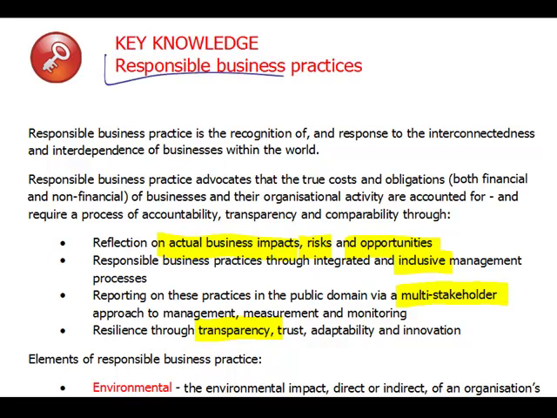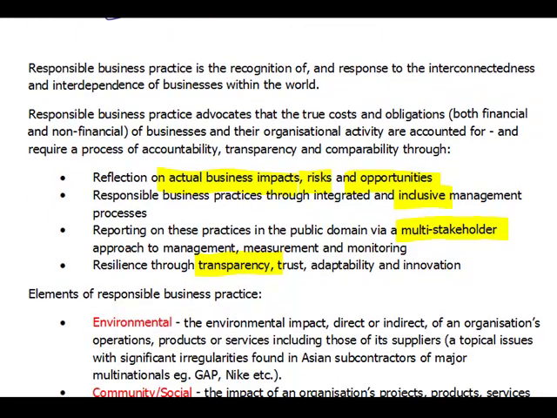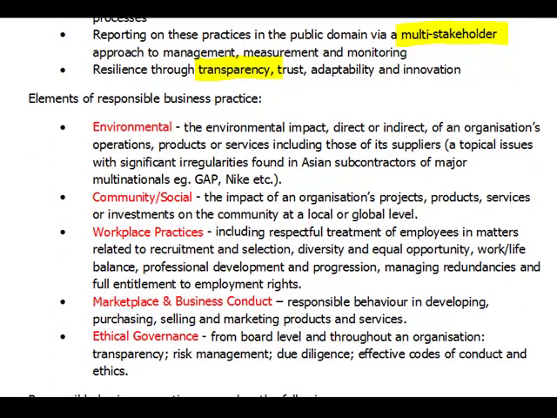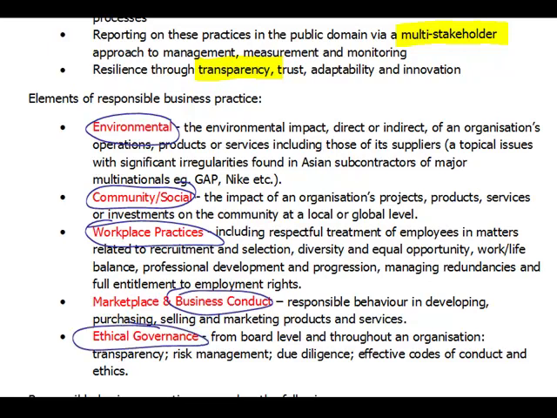Now, from a practical point of view, responsible business practices, which is part of the syllabus for this paper, is a very broad term. It can be associated with other terms which you probably are aware of. Obviously, we will have the environmental issues involved. We will have community issues involved, workplace practices, business conduct, and ethics.